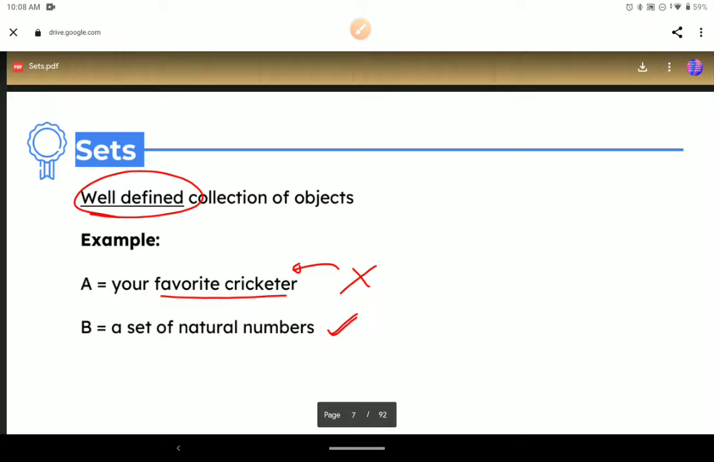Suppose you consider a set A. In that set A, the collection is about your favorite cricketers, but this is not defined as a set because it is not well defined. For me, MS Dhoni or Virat Kohli is my favorite cricketer. For others, it is Yuvraj Singh, Rohit Sharma, or someone else. So the term favorite creates ambiguity, right? So A is not a set, and B, the set of natural numbers: natural numbers are very well defined. So guys, B is a set.